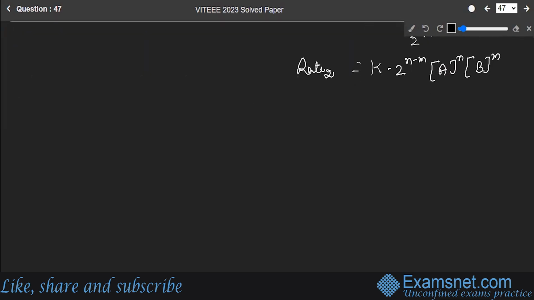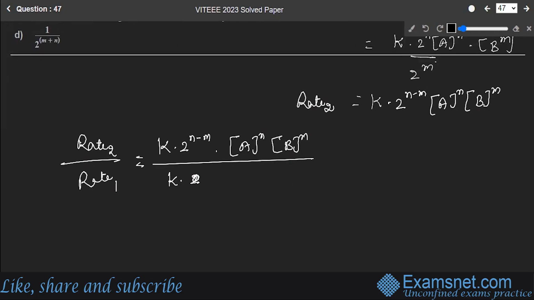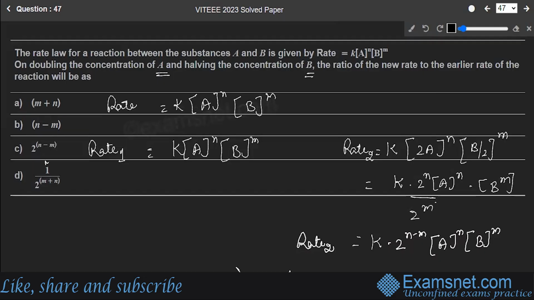Now dividing both of them, you have rate 2 upon rate 1 is given by k into 2 power n minus m, concentration A power n and concentration of B power m, upon k into A power n, B power m. They will eventually cancel out. So this is equal to 2 power n minus m. Let's see the answer to the question. This is option C.